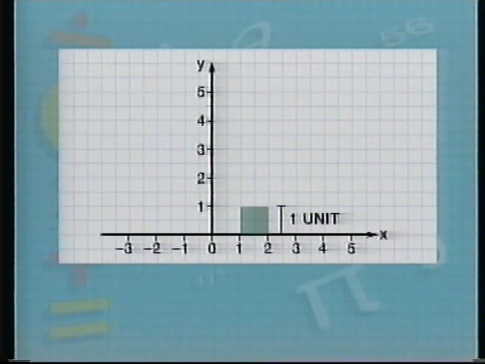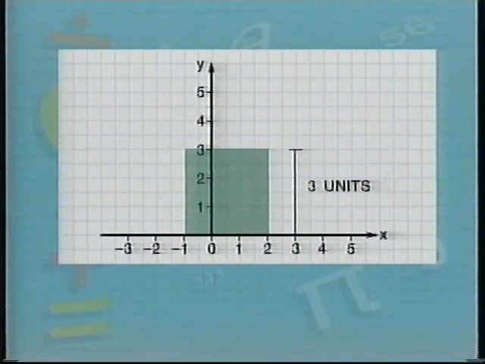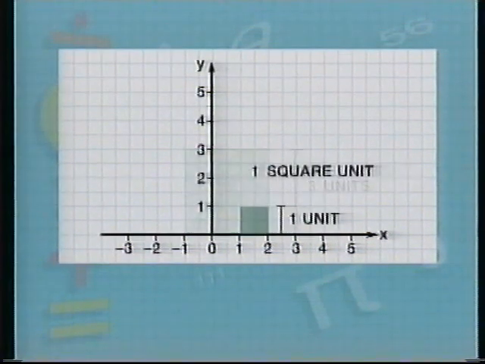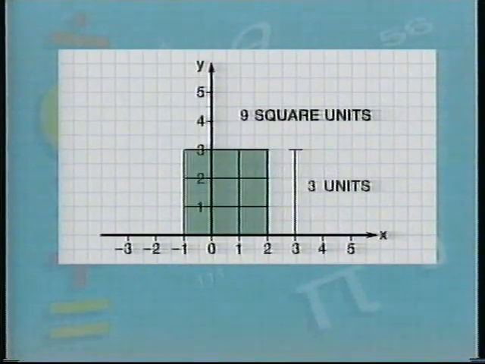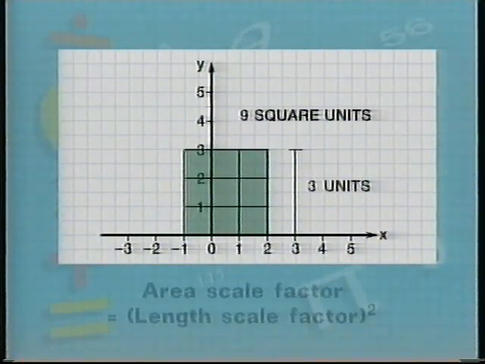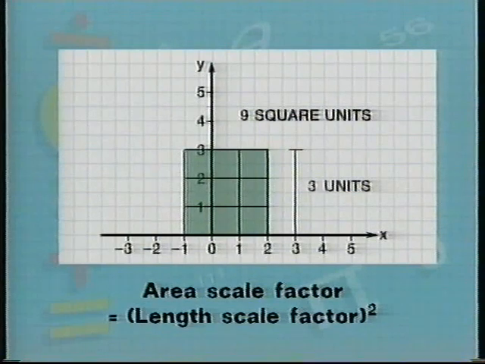This square has been enlarged by a length scale factor of 3, but what has happened to its area? Well, it started with an area of 1 square unit, and its image has an area of 9 square units. The area scale factor is the square of the length scale factor. Likewise, the volume scale factor is the length factor cubed.